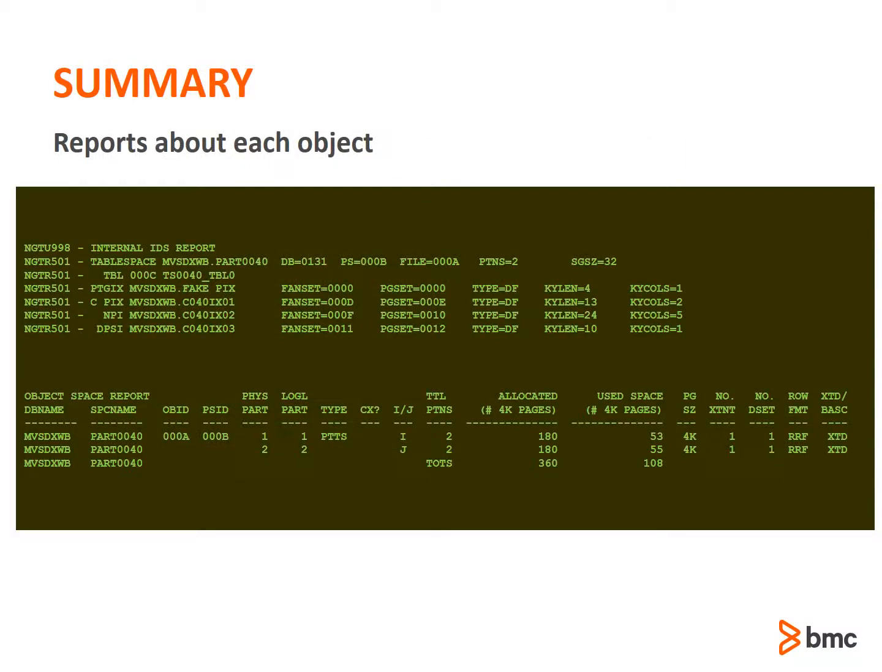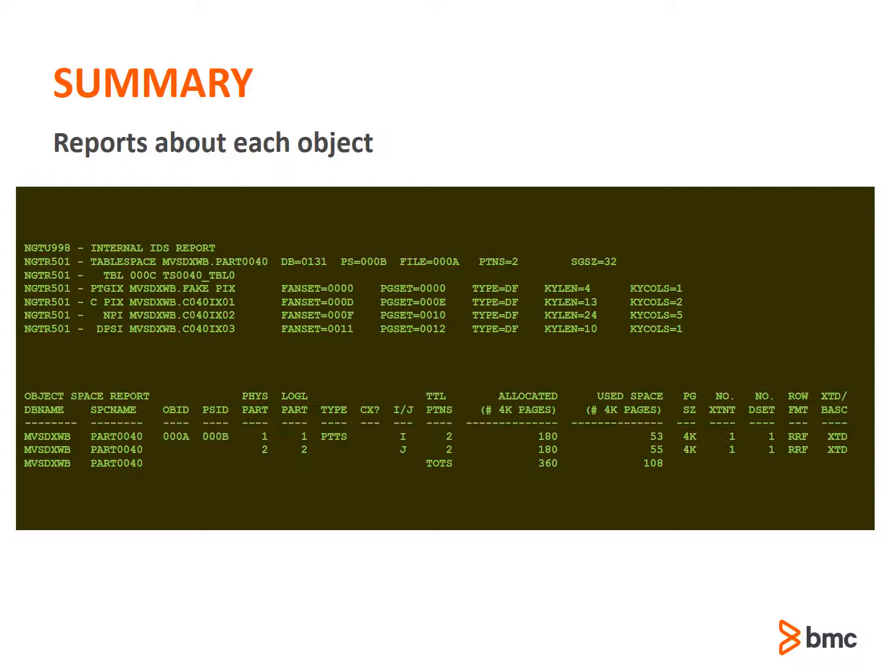Here we see a sample portion of a summary report. A summary report is produced for each object processed by the utility. The first part of the summary report for an object is the internal IDs report. From the internal IDs report, you can see the object's type, the object's indexes, and some other internal DB2 information like the DB ID and PS ID. Here we can tell we have a 2-partition segmented table space, and from the other information available we can also know that it's a UTS PBR. From this report we can also tell the table has a partitioned index, a non-partitioned index, and a DPSI.